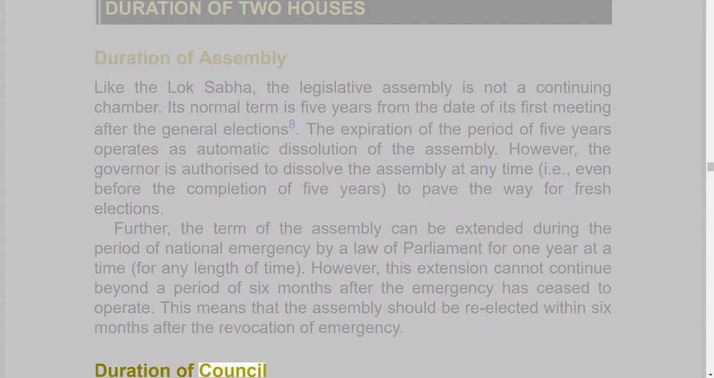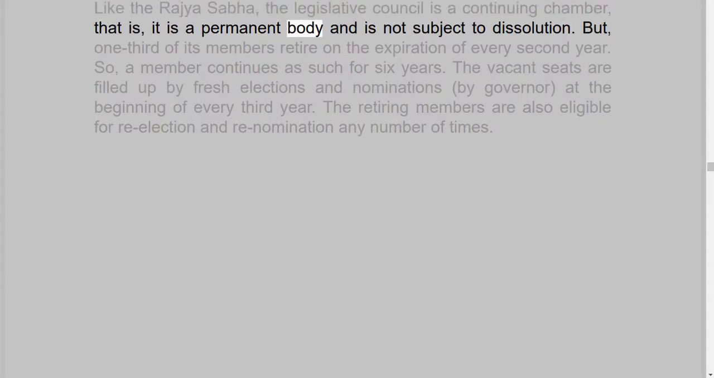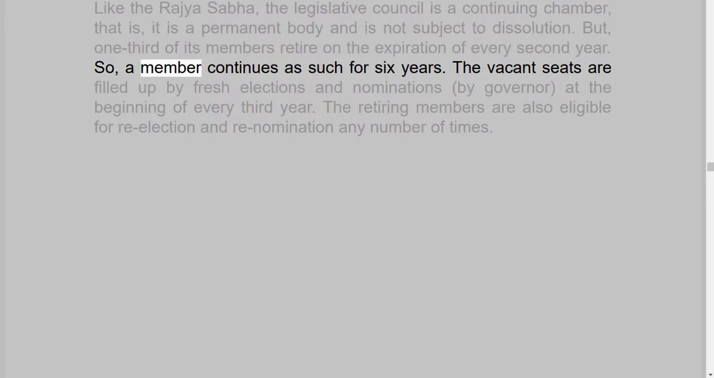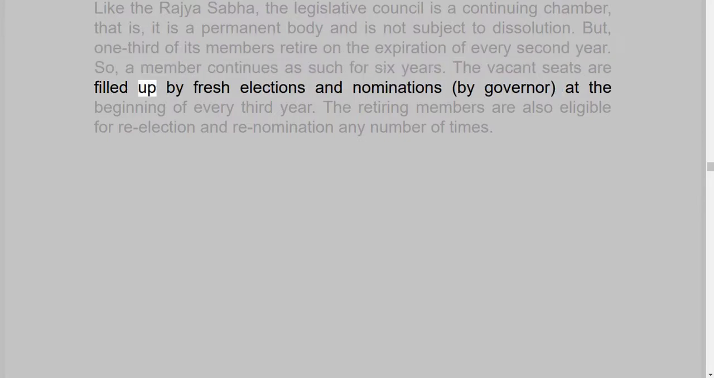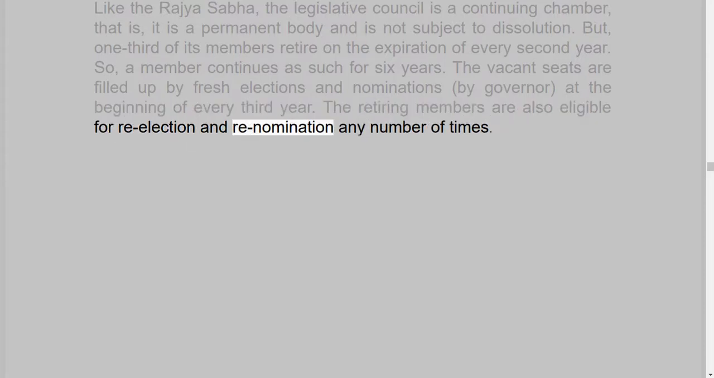Duration of Council. Like the Rajya Sabha, the Legislative Council is a continuing chamber, that is, it is a permanent body and is not subject to dissolution. But, 1/3 of its members retire on the expiration of every second year. So, a member continues as such for 6 years. The vacant seats are filled up by fresh elections and nominations by governor at the beginning of every 3rd year. The retiring members are also eligible for re-election and renomination any number of times.